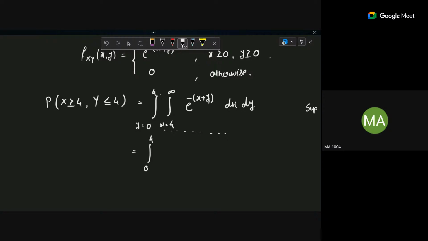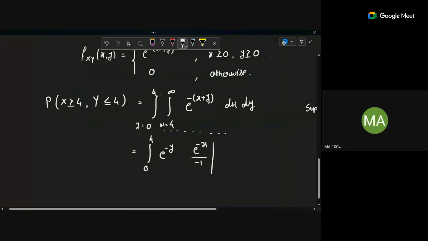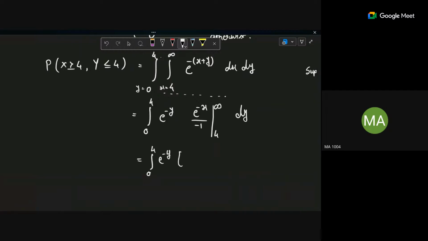So once you keep y as a constant, I will common it out, and now you have to integrate e to the power minus x, which will give you e to the power minus x by minus 1, and your range is 4 to infinity. Then we put limits. What will you get? E to the power minus infinity, that's 0, minus e to the power minus 4, divided by minus 1, right? Yes.